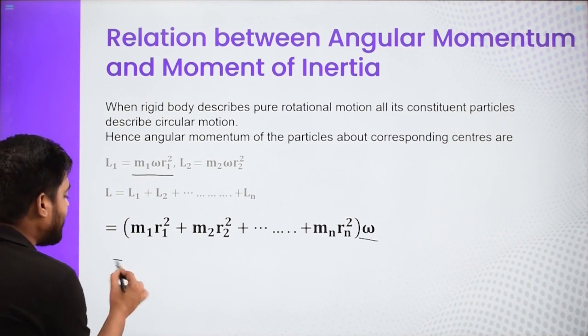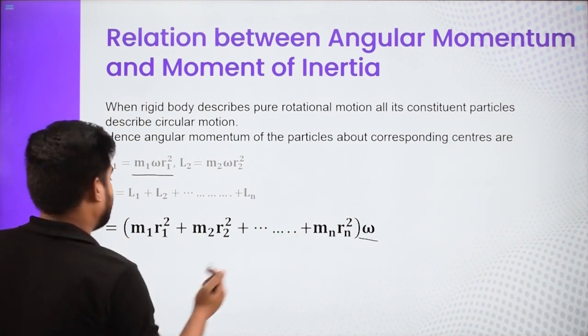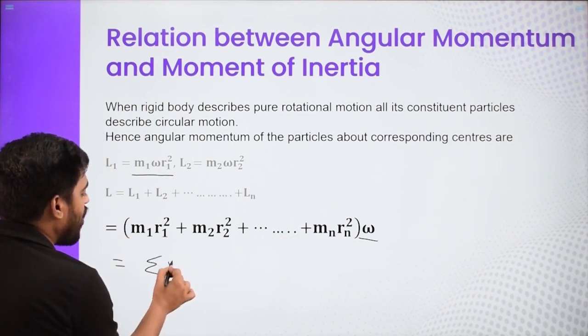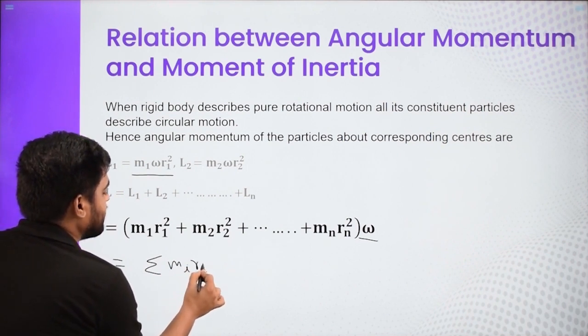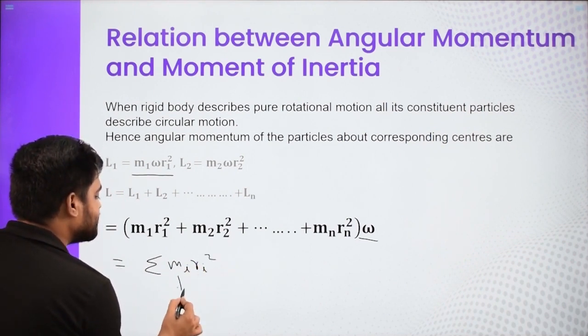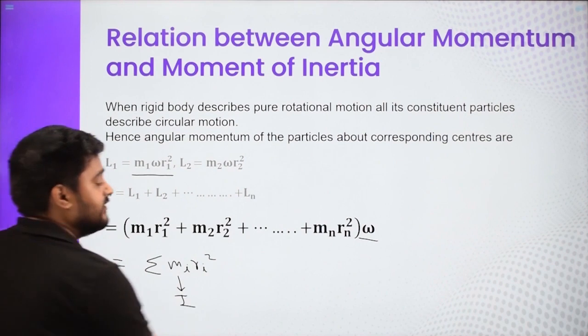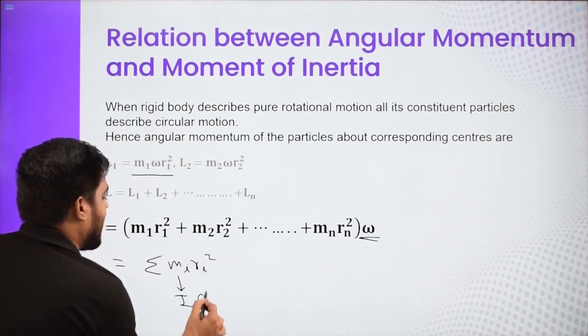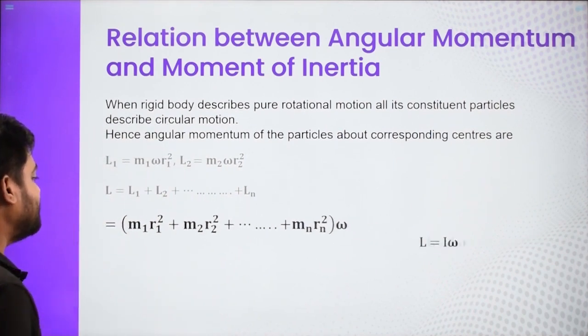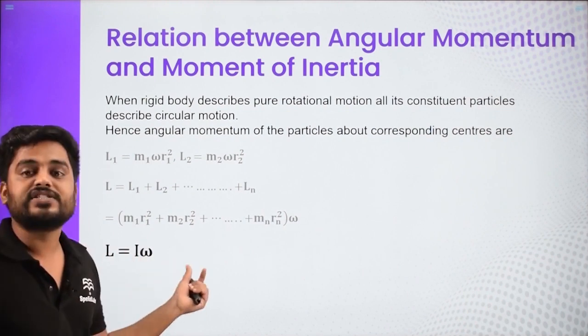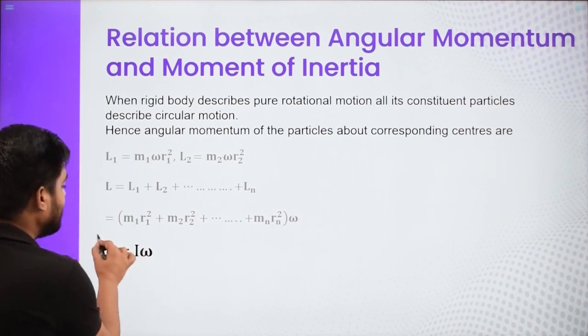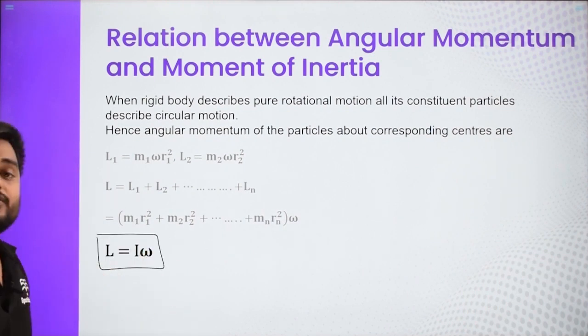And what is there in the bracket? We check the bracket, that is the summation of all m i r i square. Isn't that the moment of inertia? And this together with omega is basically I omega. So when we solve this, we get the relationship L equals I omega. And this is again an important relationship which we need to remember.